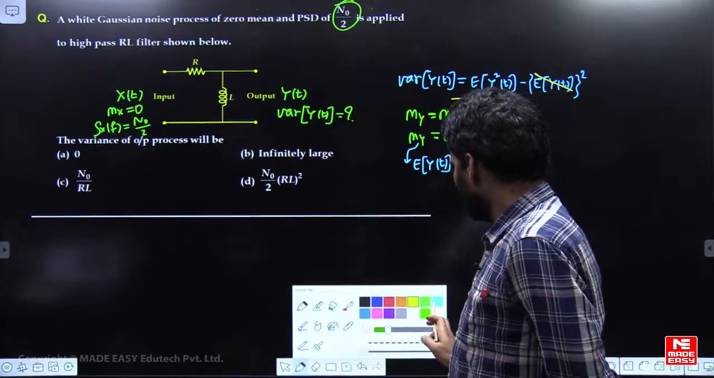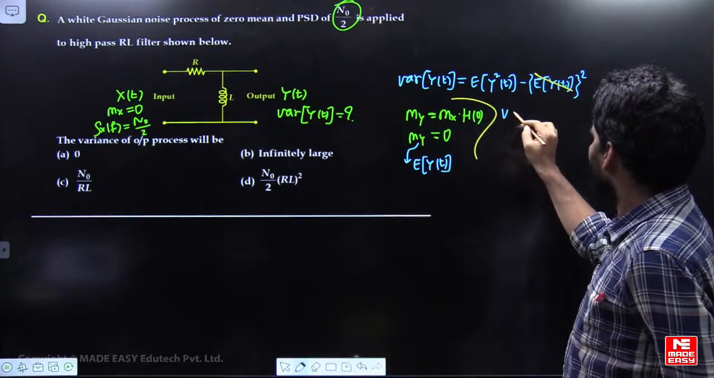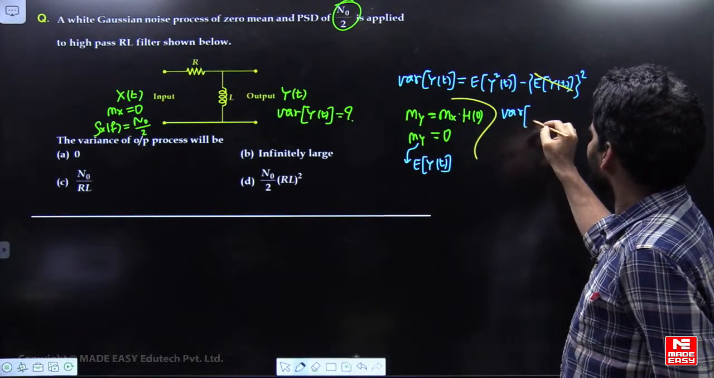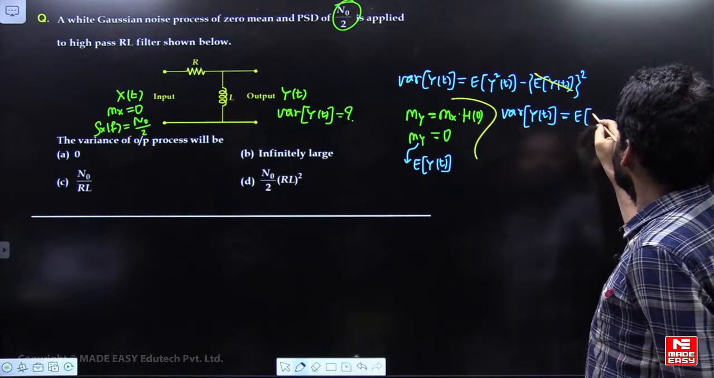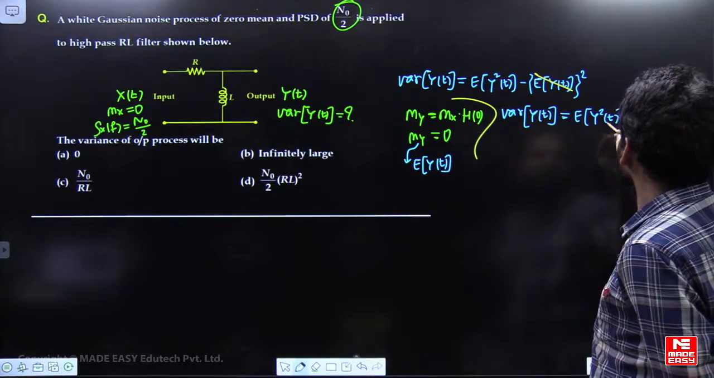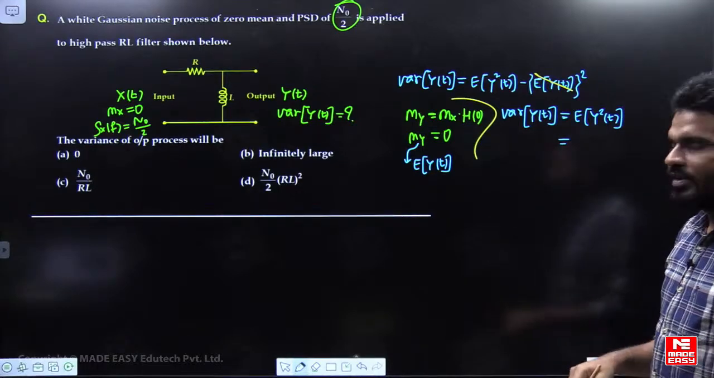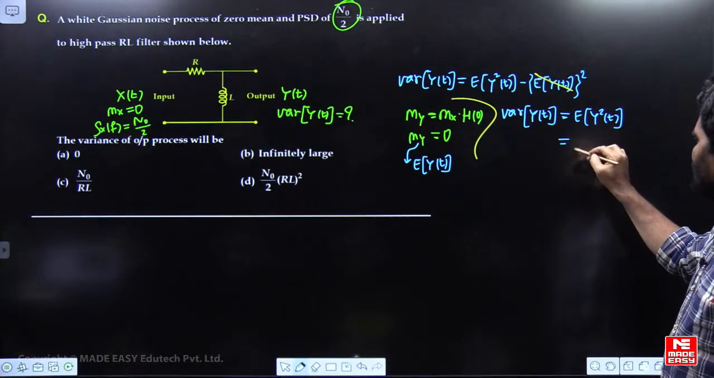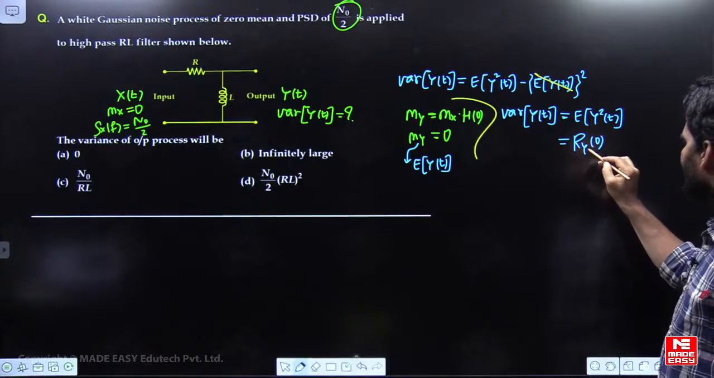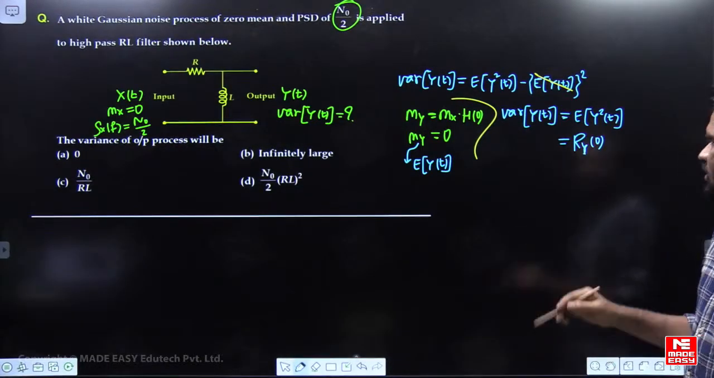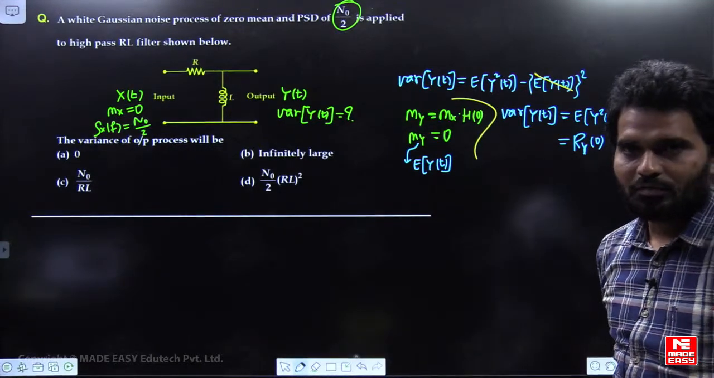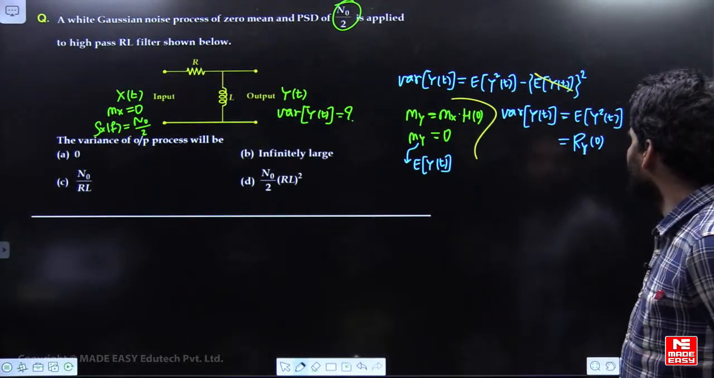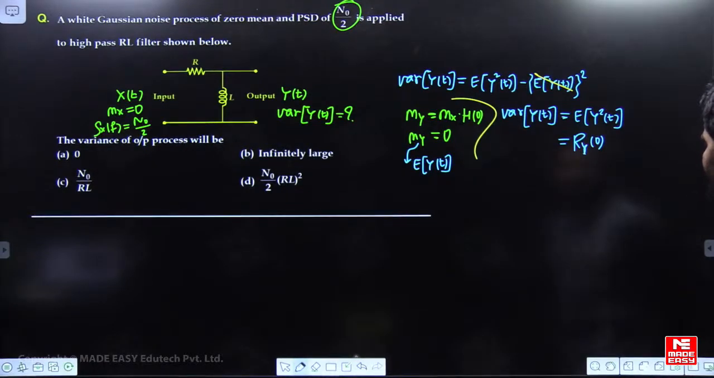Then the variance of yt is equal to the expectation of y square t. Expectation of y square t you can write as expectation of yt into yt, that is Ry(0) only. ACF at the origin will give you the power, the mean square value. Yt into yt means time difference is 0, so that is Ry(0).